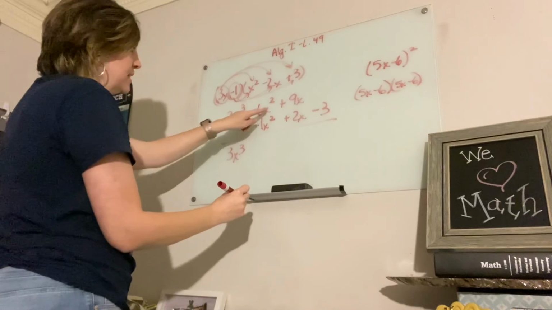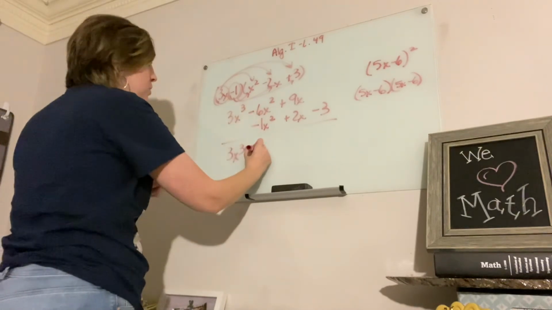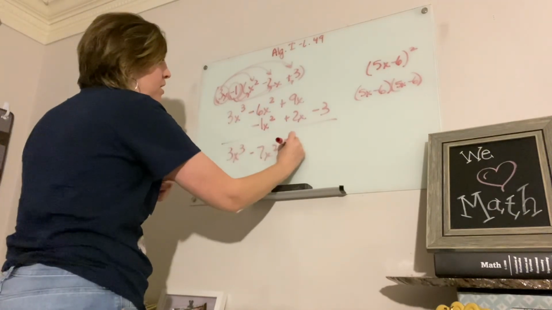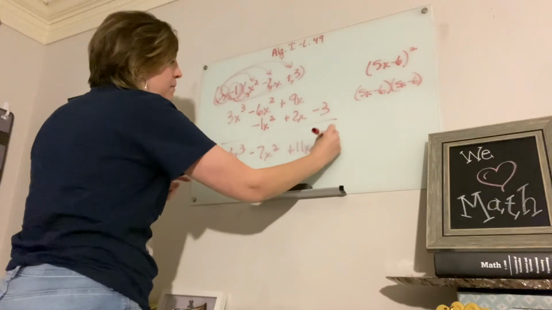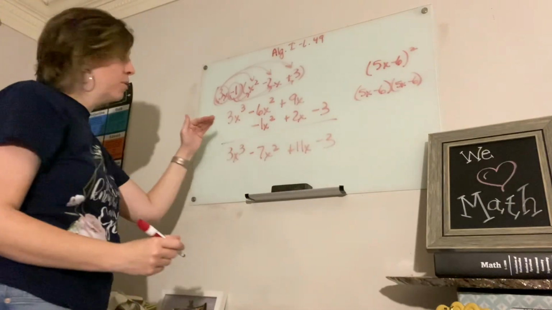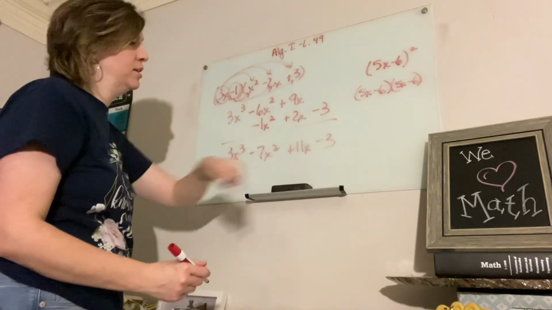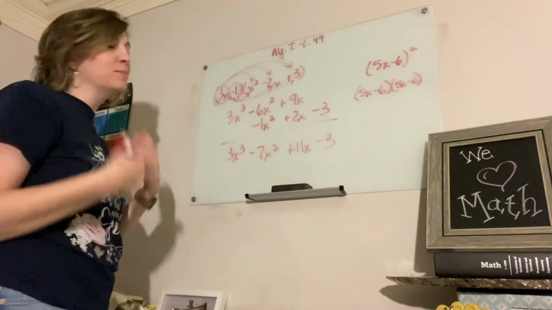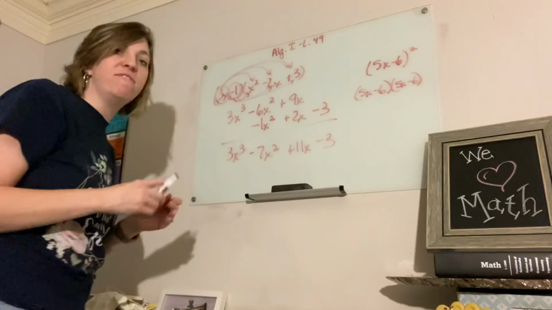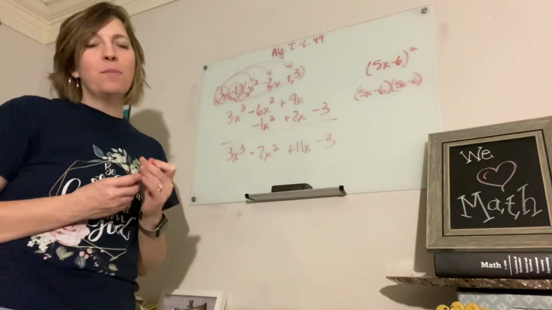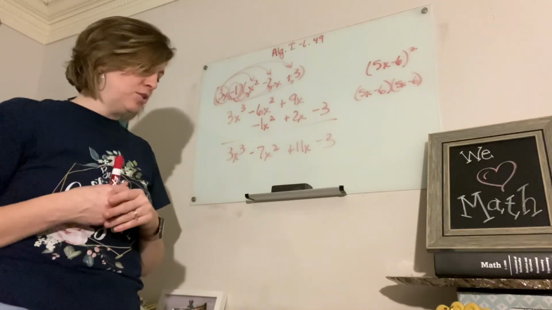I owe 6x squared. I owe another 1x squared, so I owe 7x squared plus 11x minus 3. Notice it goes from highest degree down to my constant. 3, 2, 1 constant. No other like terms, nothing else I can combine. I'm finished. So it's super important that you're watching your signs and you're verifying.